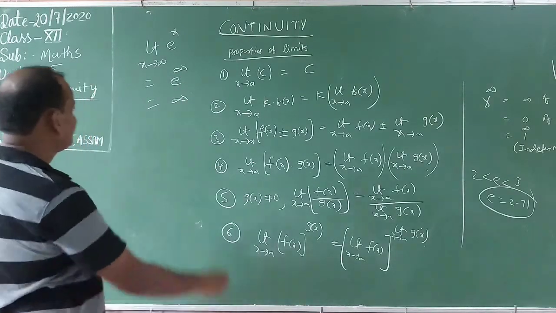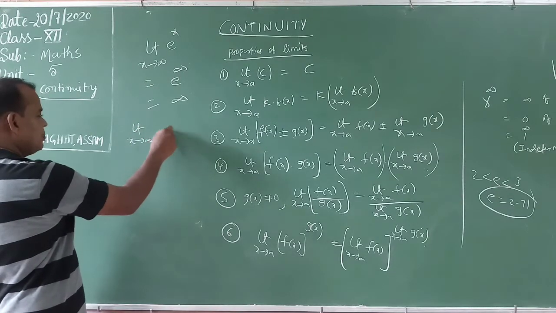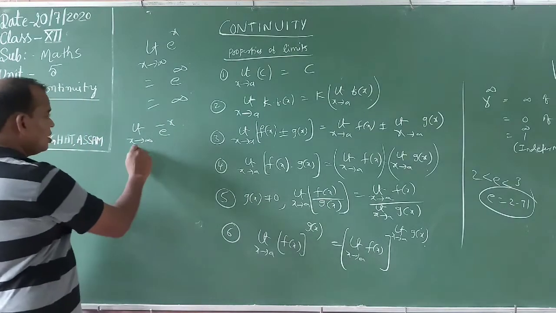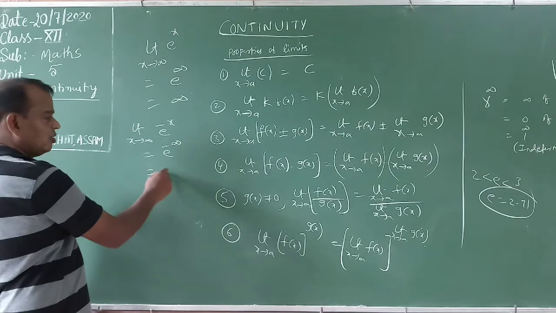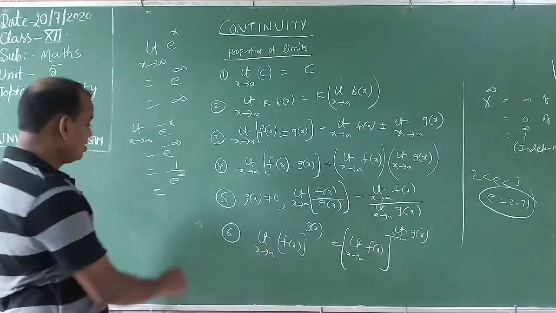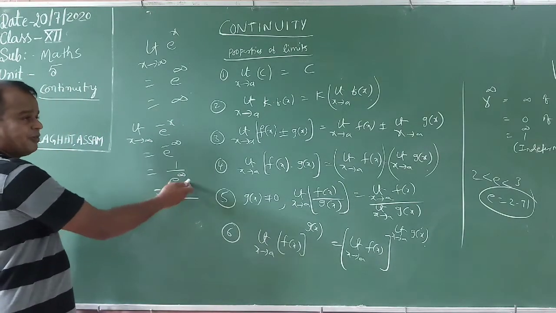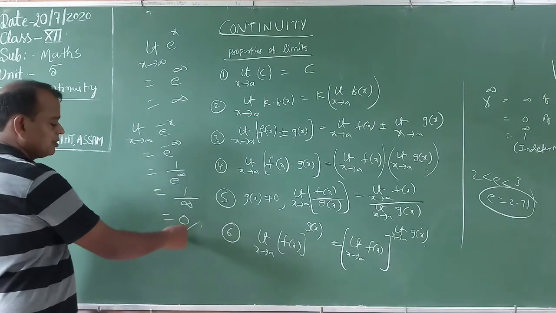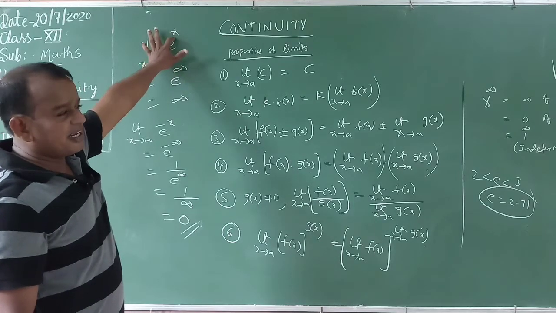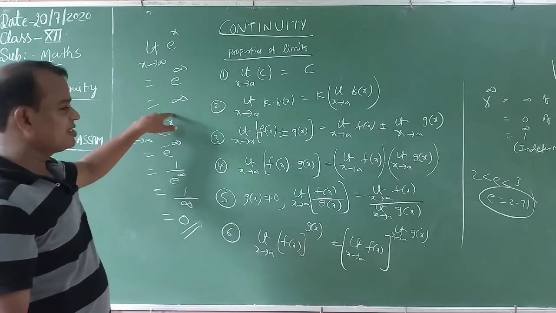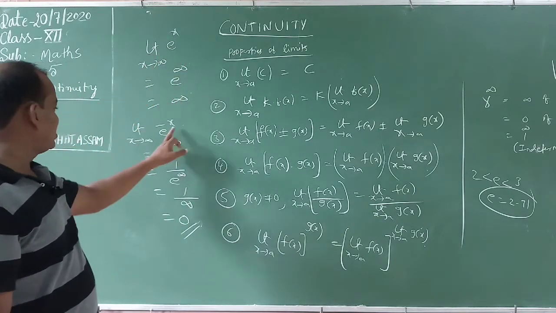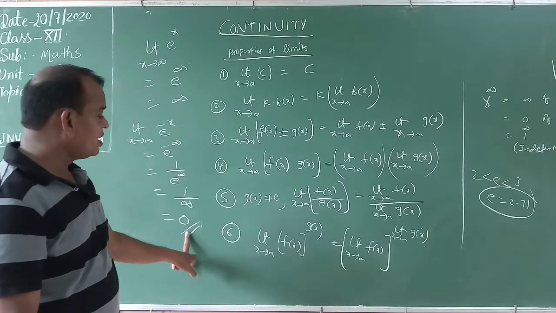Very easy problems. Suppose limit x tends to infinity, e power minus x. Understand? Now apply, that equals e power minus infinity, which is 1 by e power infinity. A power minus m means 1 by a power m. Remember those formulas. The e value lies between 2 and 3, more than 1, means infinity. 1 by infinity means 0. For the exponential, e power x with positive x, the answer is infinity; e power minus x, the answer is 0. Whenever limit x tends to infinity, e power x is infinity, e power minus x is 0. That's why remember the values.